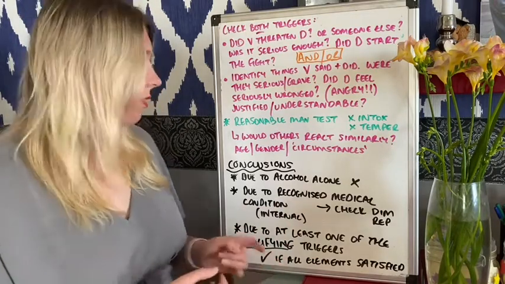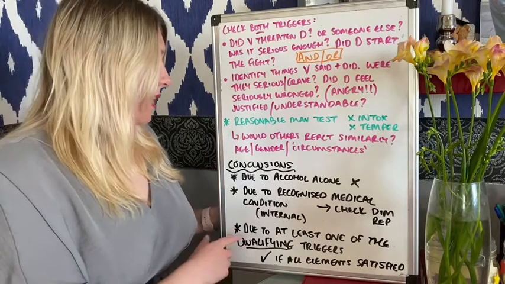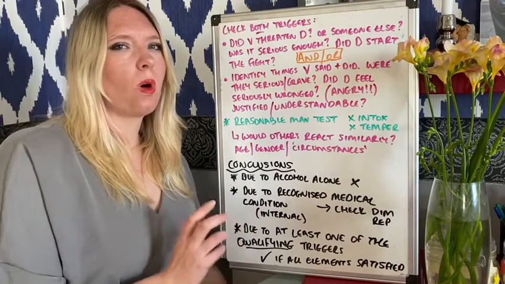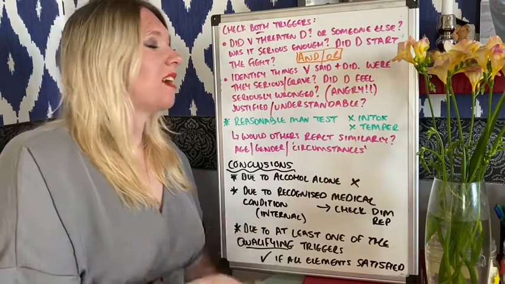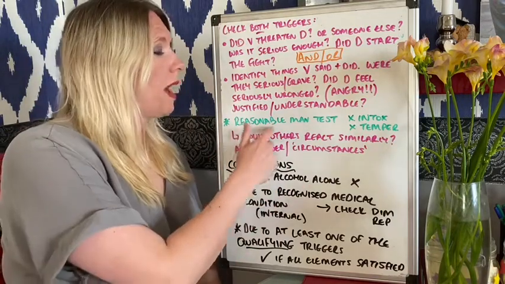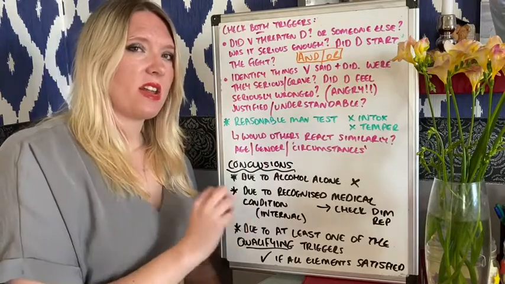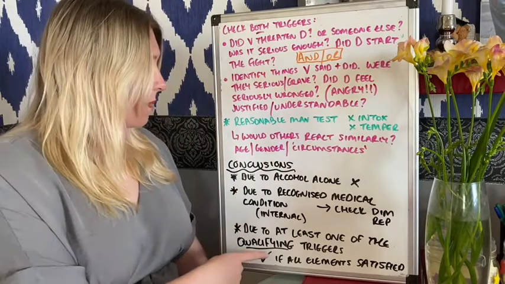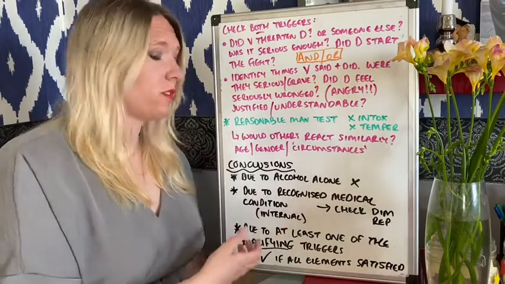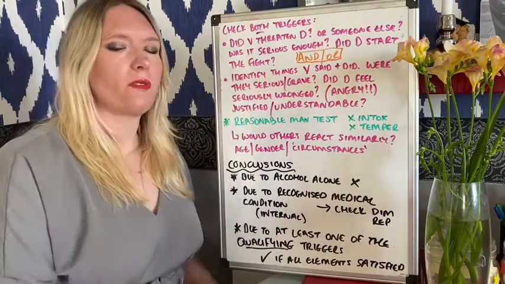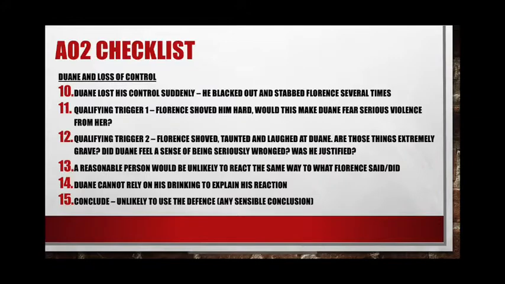Or both. And then if it's due to at least one of the qualifying triggers, if all of the other elements are satisfied, so they definitely fully lost control and others would react similarly, then they can use the defense. So remember, it has to be a qualifying trigger. So if it's a trigger, that's not enough. It has to be at least one of those two things. So hopefully that makes sense.